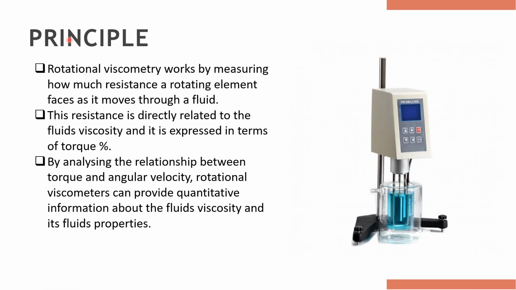Working principle of rotational viscometers. Rotational viscometry works by measuring how much resistance a rotating element faces as it moves through a fluid. This resistance is directly related to the fluid's viscosity and it is expressed in terms of percentage of torque. By analyzing the relationship between torque and angular velocity, rotational viscometers can provide quantitative information about the fluid's viscosity and its fluid properties. To understand the working principle in detail, we will first see the fundamental components, then the procedure. Then you can get a clear idea about the working principle of rotational viscometers.